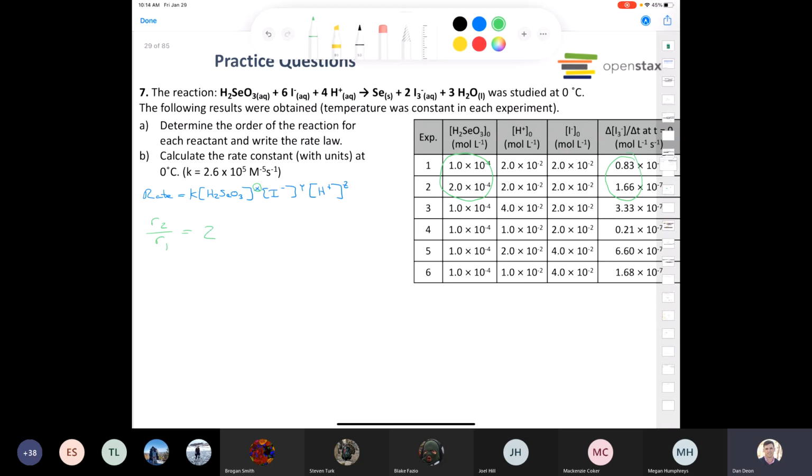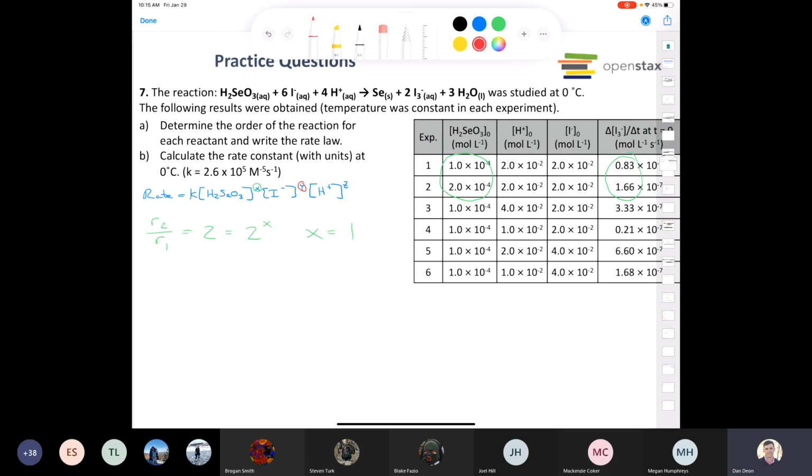So that means 2 is equal to the change in the concentration of H2SeO3, which is 2 times 10 to the negative 4 divided by 1 times 10 to the negative 4. That means it's 2 to the power of x. X is equal to 1, my friend. There you go. We've solved the first part. Let's try to solve for y.